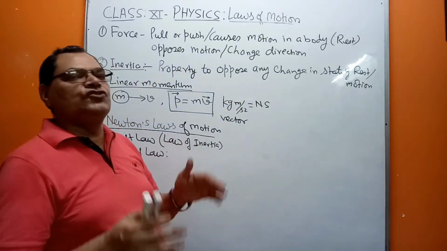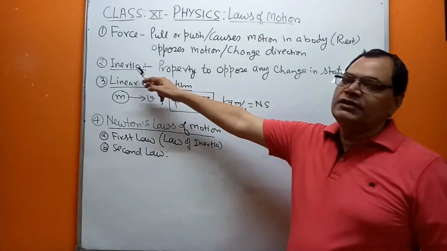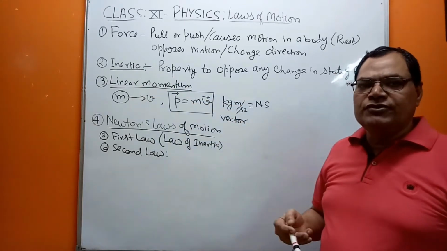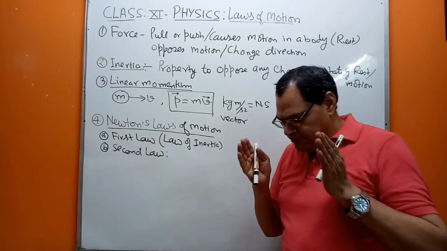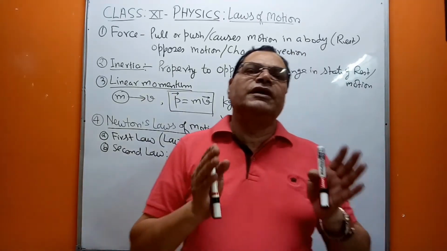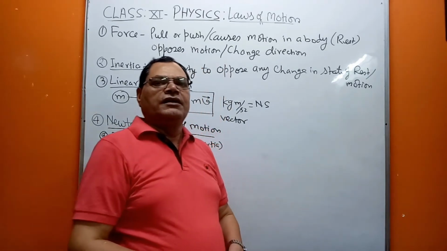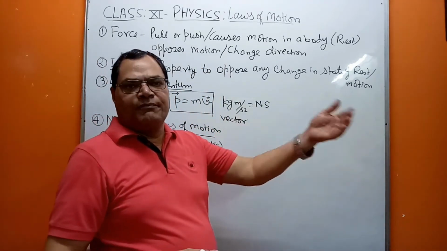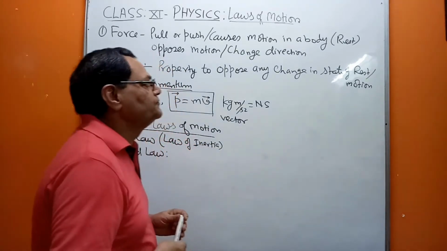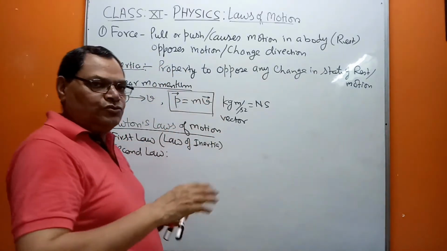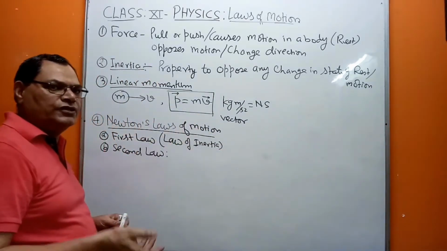Now the question is, why do we require a force? There is a property called inertia. Each and every body has the property of inertia, that is the property by virtue of which a body would like to remain in its state of rest or motion, right? Unless some external force is applied on it. So that is inertia.